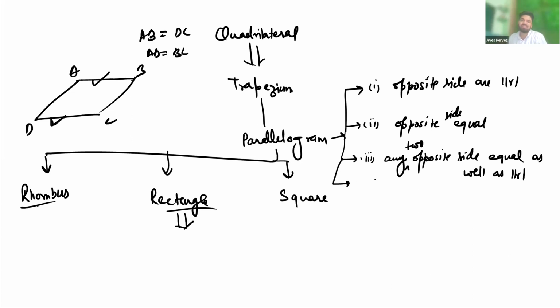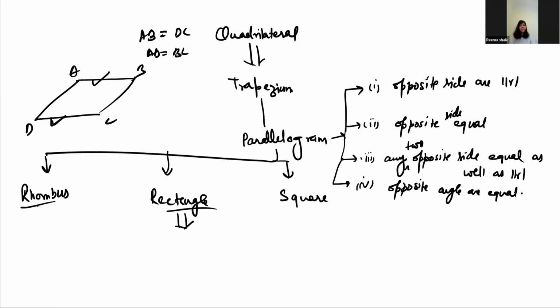Or you can prove that opposite angles are equal. So if in a quadrilateral opposite angles are equal, then it is also considered a parallelogram. Okay, so consider this: opposite angles are equal. Got it?